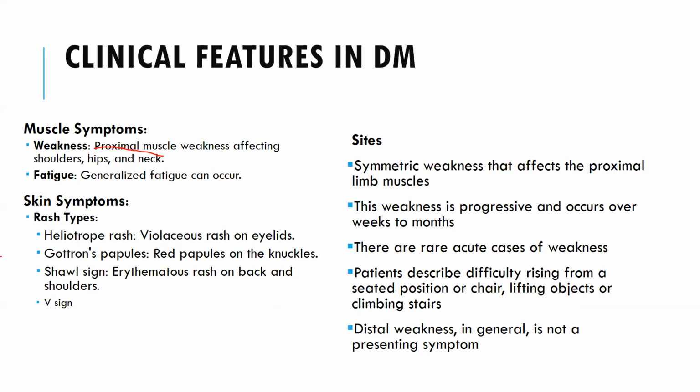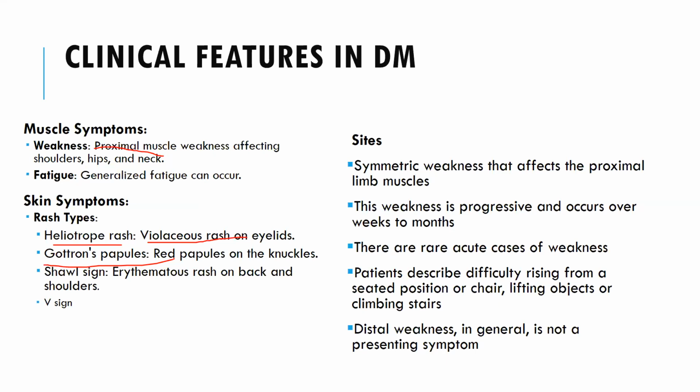But on the skin, we have particular presentations that we usually see. The first one is what we call the heliotrope rash. Heliotrope just means loving the sun, like helicopter. This rash is usually a violaceous rash seen on the eyelids, and we also have what we call the Gottron papules, which I will show in the picture. These are usually red papules seen on the knuckles.